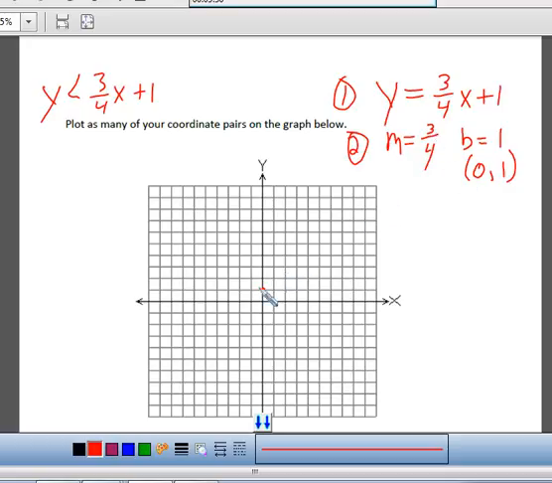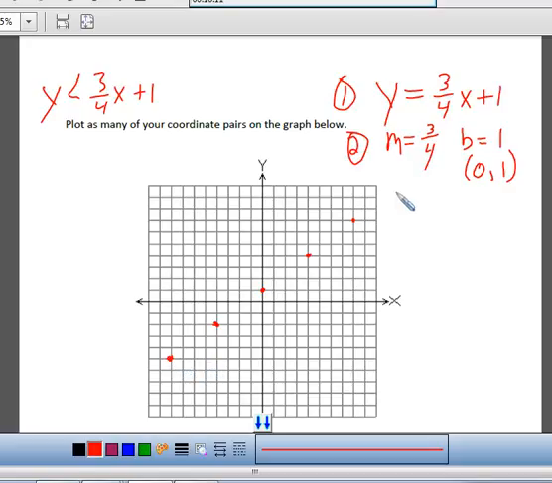My slope is positive 3 over 4, so I'm going up 3 over 4. 1, 2, 3, 1, 2, 3, 4. I'm going to put a point. And that's all I can do that way, so now I'll go the other way. Down 3, and to the left 4, so that's negative, negative, which is positive. Down 3, and over 4, and there's my last point.